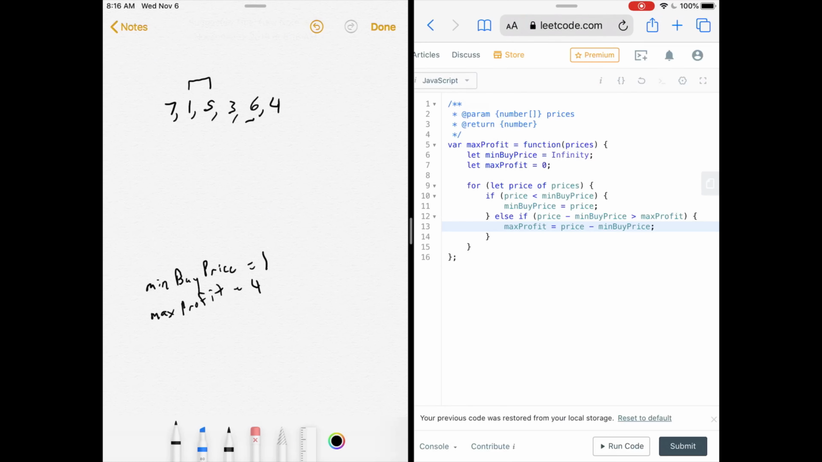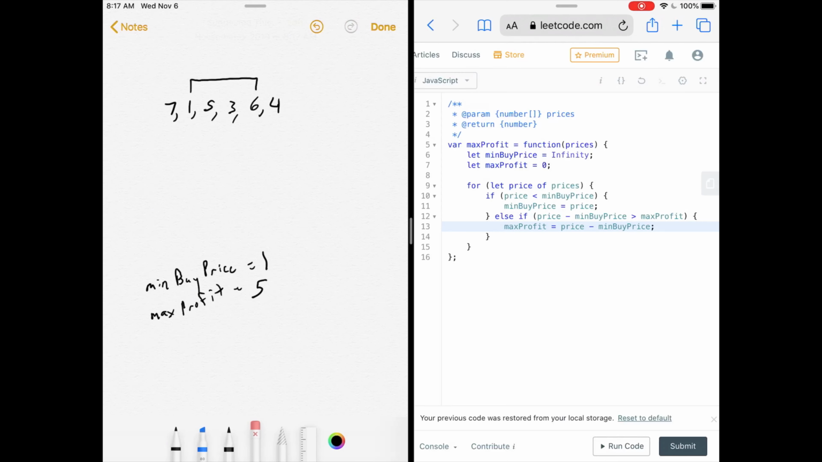So now we go to our next stock. Same questions. Should we buy at this price? No, because why buy at $6 when we could buy at $1? But should we sell at this price? Well, if we sold at this price, our profit would be $6 minus $1, which would be a profit of $5. Our current profit is only $4. So yes, we should sell at this price. We'll change this to our buy time and this to our sell time.